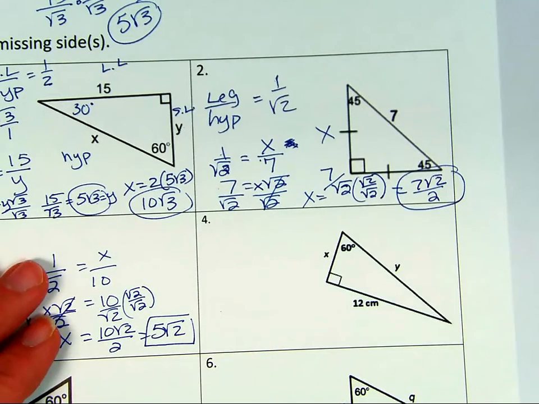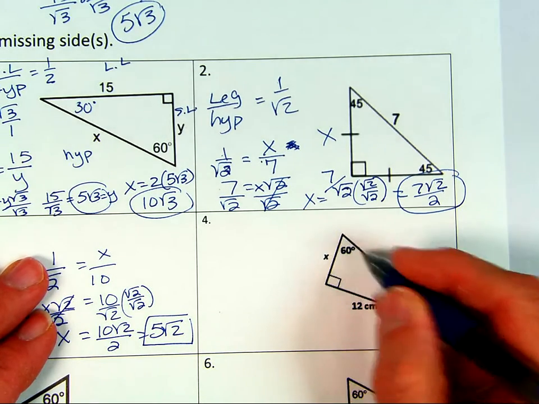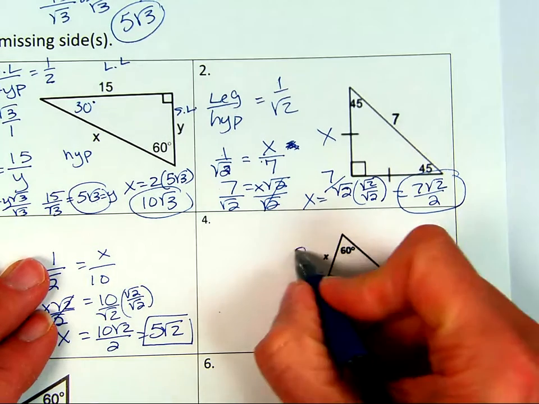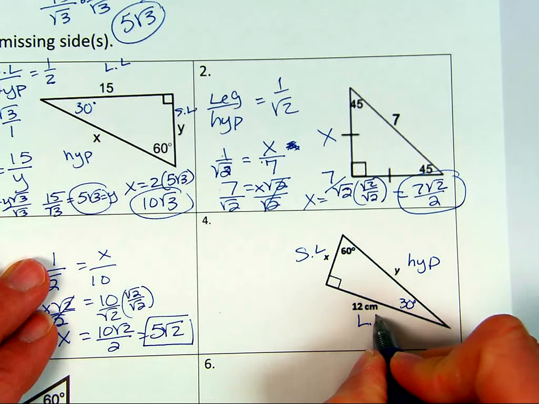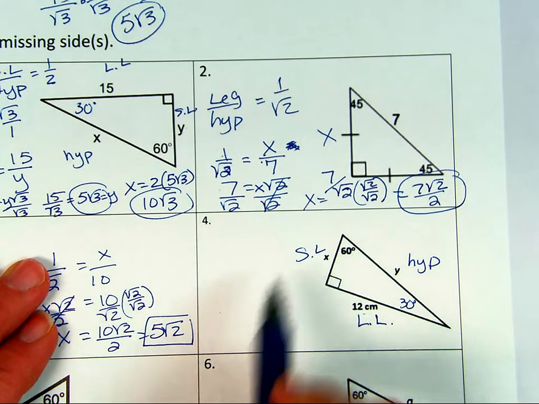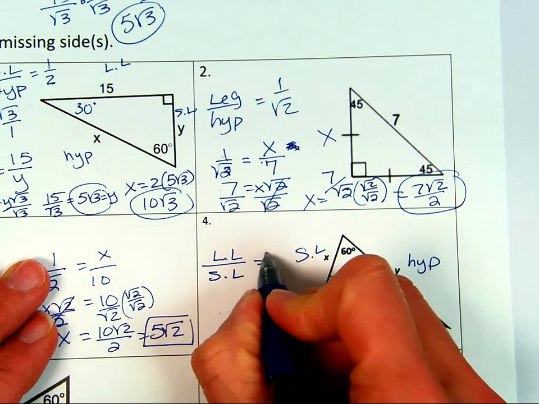All right. This is a 30, 60, 90. How can I tell? Because that's 90, that's 60. The only option left is 30. So I notice again, I say short leg, hypotenuse, long leg. So I know to go from the long leg, and the ratio between the long leg and the short leg, we just did that one a minute ago, is the square root of 3 over 1.